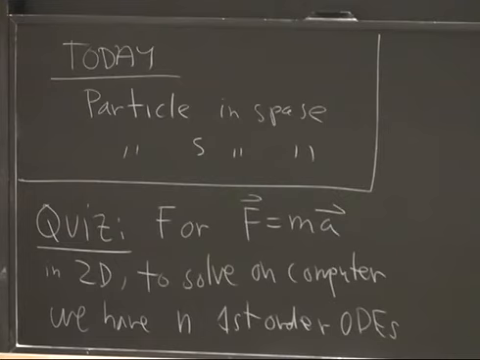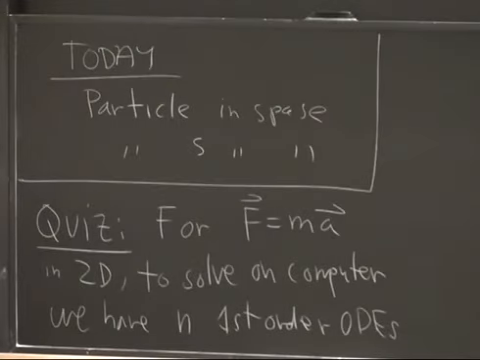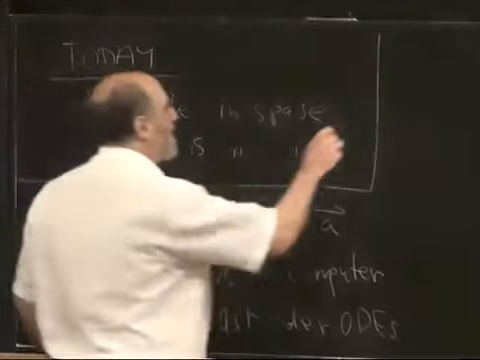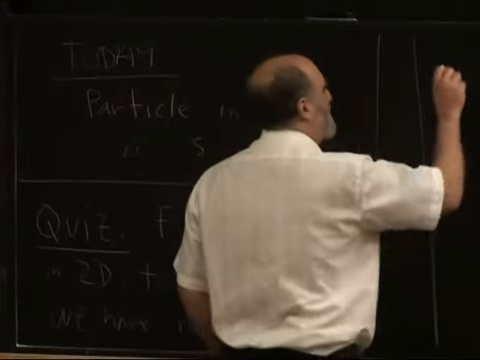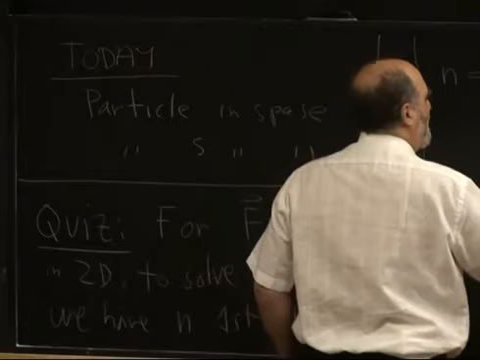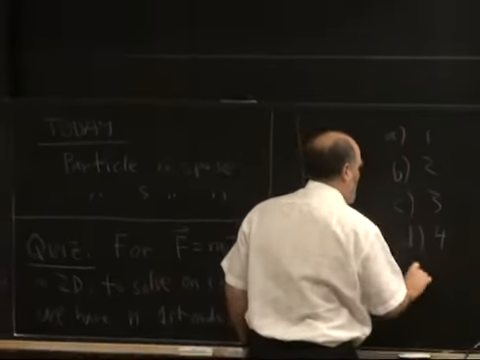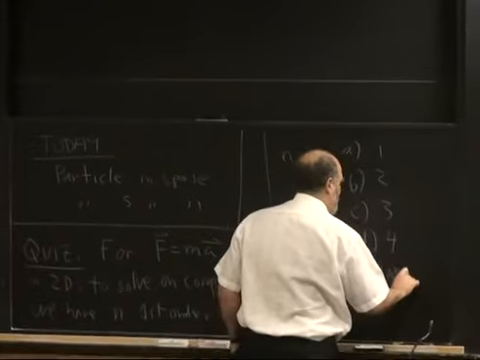The quiz goes like this. We're going to solve F equals ma in 2D on the plane, and we're going to solve for the trajectories. And when we solve for the trajectories, we have n equals, and we have some choices here. 1, 2, 3, 4, none of above.